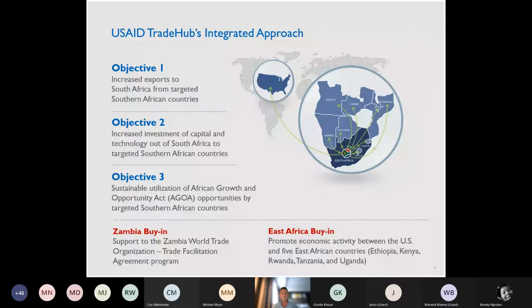The other two features mentioned on the slide regarding Zambia and East Africa are less relevant for this particular presentation, but we do have active participation supporting World Trade Organization development and trade facilitation in Zambia, and likewise in East Africa, in particular Ethiopia, Kenya, Rwanda, Tanzania, and Uganda. But the main focus of our project is really Southern Africa, and the focus of today is supporting businesses in Northern Cape to be able to export into the US market.